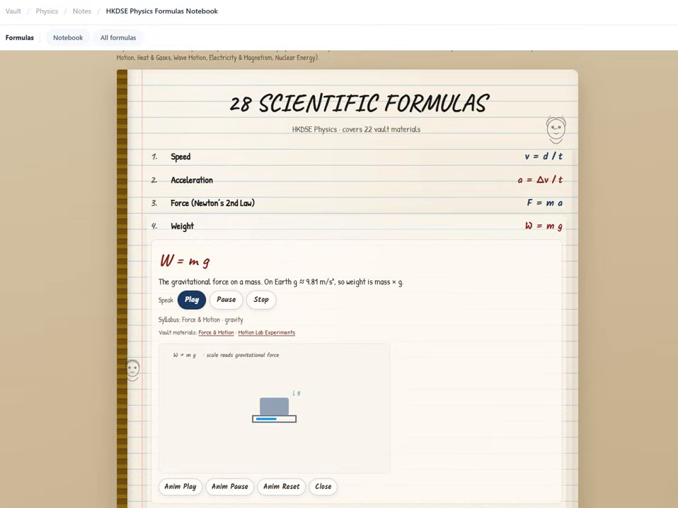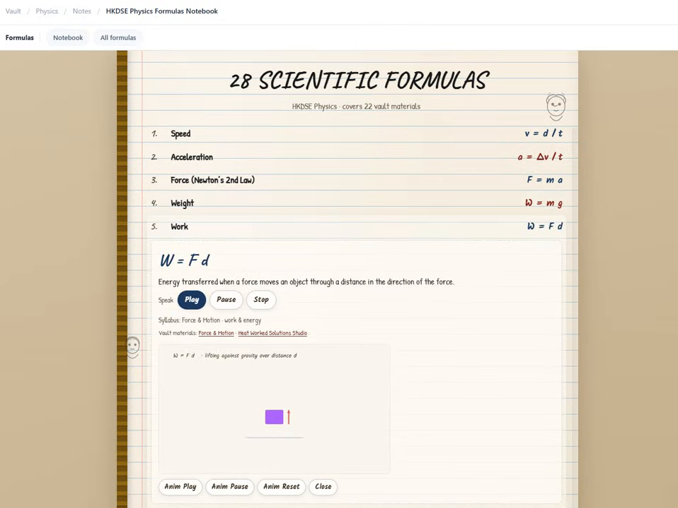Weight, W equals mg. The gravitational force on a mass on Earth. g approximately equals 9.81 meters per second squared, so weight is mass times g. The scale reads weight, the gravitational force on the mass.